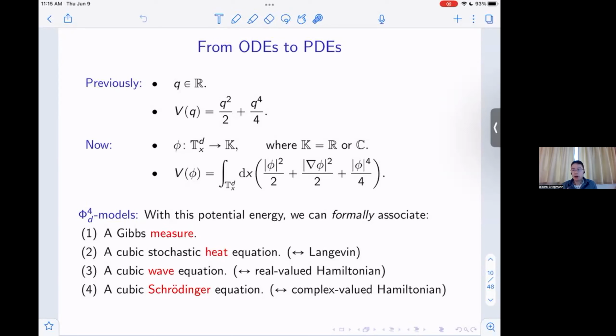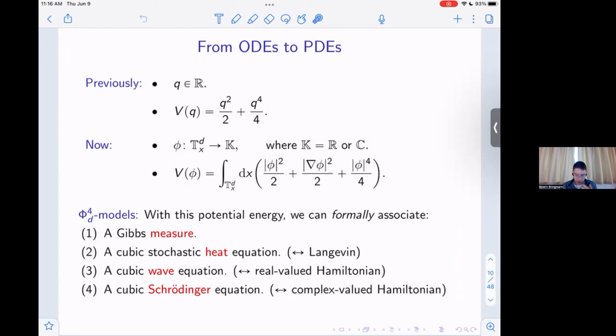But there's one additional object which I didn't describe in the ODE setting. And this is because I'm now allowing my function to be complex valued. To be precise, once you allow this to be complex valued, there's a different symplectic structure that you can put on your function space. And once you have a different symplectic structure, you get a different Hamiltonian evolution equation. And this different Hamiltonian evolution equation will give you the cubic Schrödinger equation, right? So this is the complex valued case. Okay. So just to highlight this again, all 4 of these different objects are linked via the potential energy.